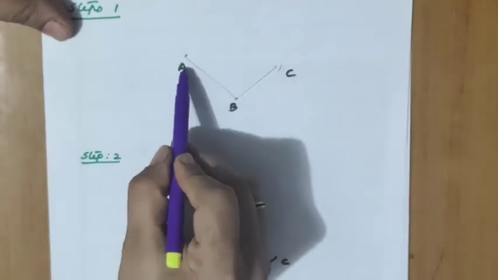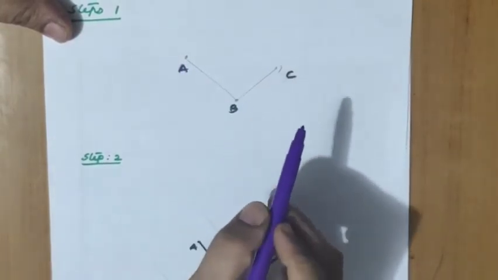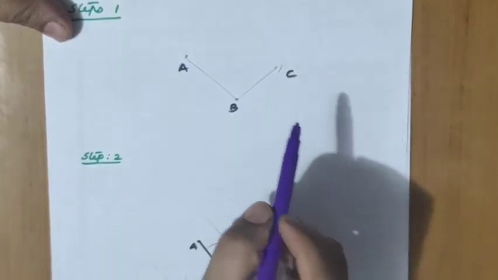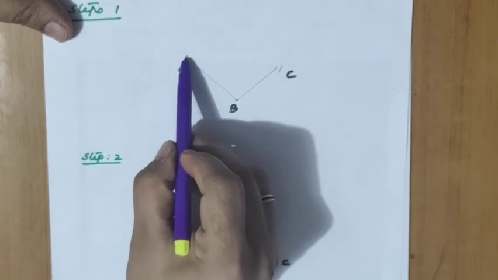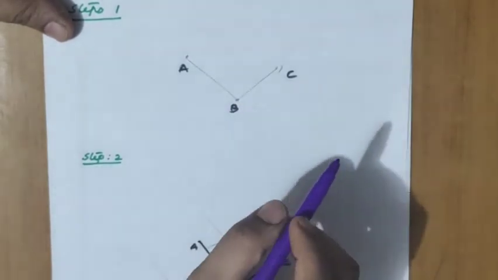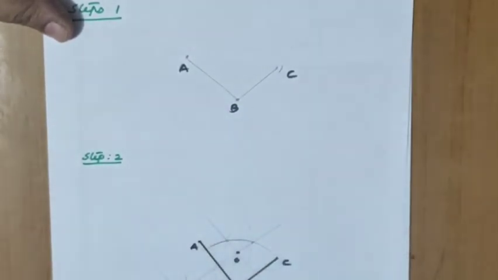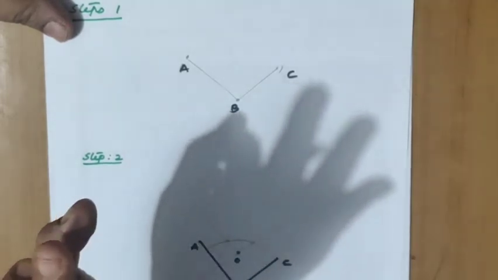See, 3 points are given. That is also non-collinear, they told. That means they should not be on a single straight line. So A, B, C we have taken. It is the same concept you learned even in a triangle. In case of a triangle, 3 non-collinear points are required. So the word is familiar to you. It's not a new word. So we have taken 3 points A, B, C.